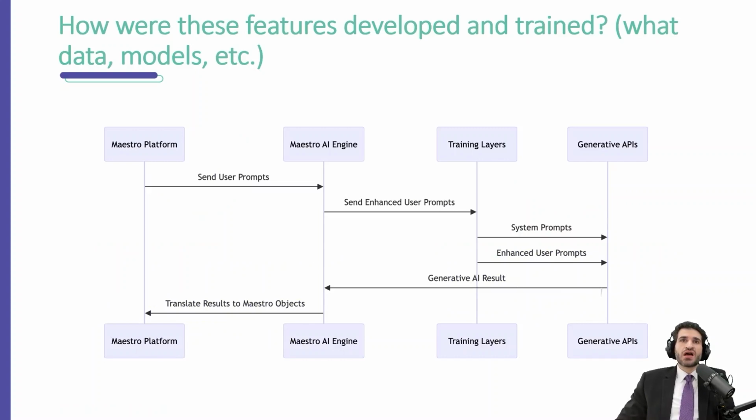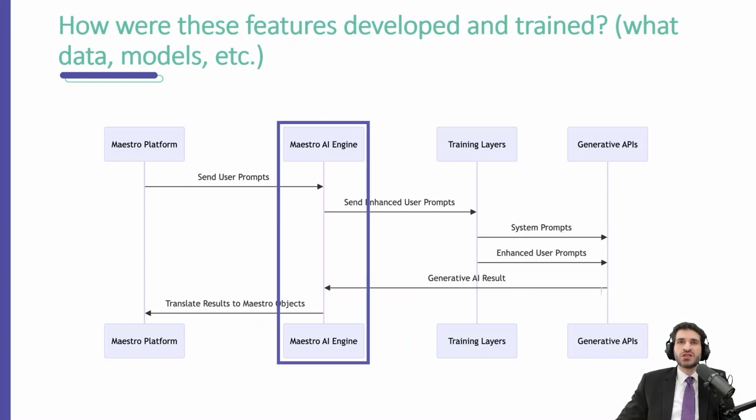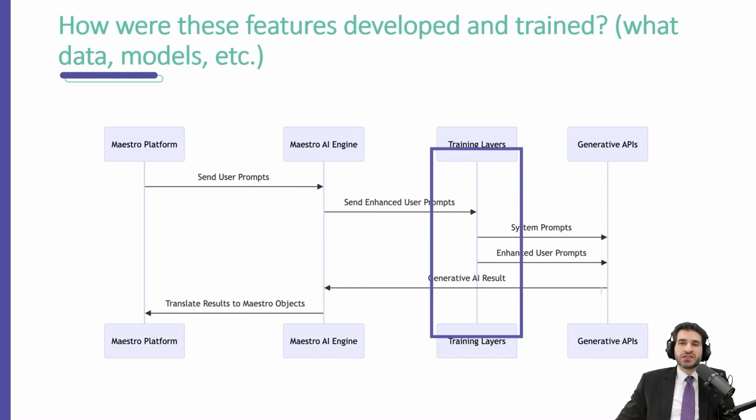Finally, let's talk about how we implemented TuringBots within Maestro Blocks itself. As you can see from this diagram, we have multiple components in our system. Let's start from the beginning. The Maestro Blocks platform is the starting point where the user provides the prompts, either textual or voice prompts. Then it will go to the Maestro AI engine, which will enhance the prompts provided by the user, add some system prompts. Then the training layers will be injected within the prompts. Even the context will be injected at this phase.